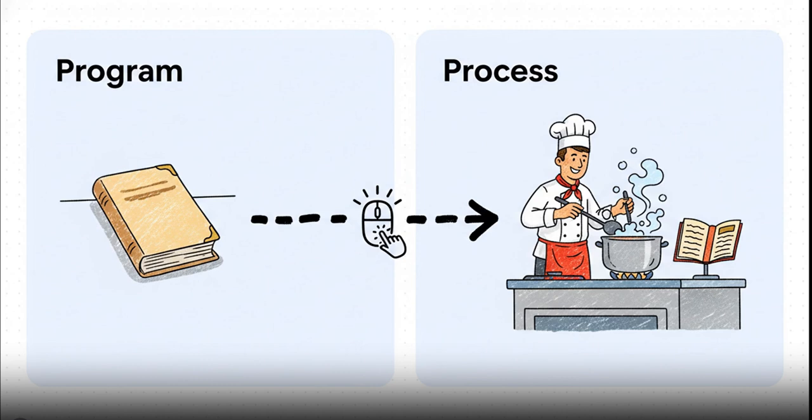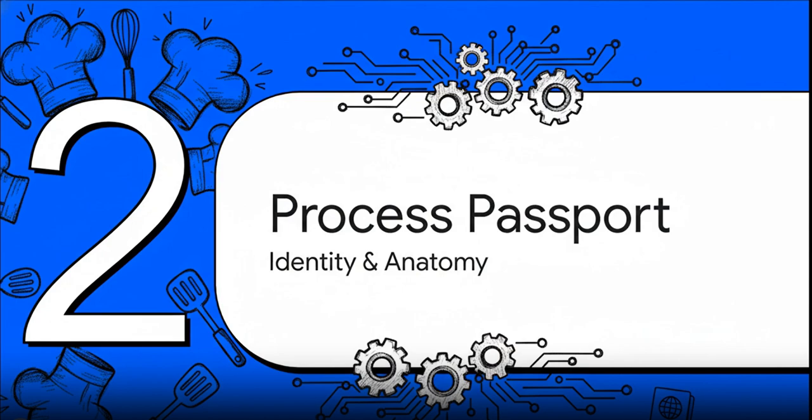And get this, just like you can cook the same recipe over and over, you can launch one program to create tons of different processes. Think about opening multiple tabs in your browser. Same recipe, multiple dishes cooking at once. So if you've got potentially hundreds of these active chefs, all running around at the same time, how on earth does the operating system keep track of them all?